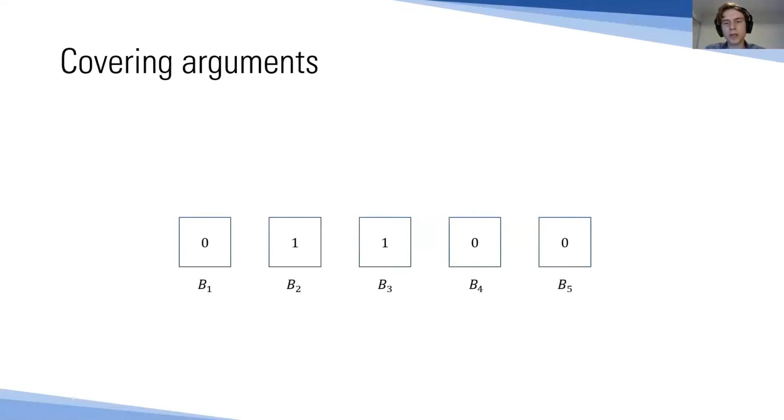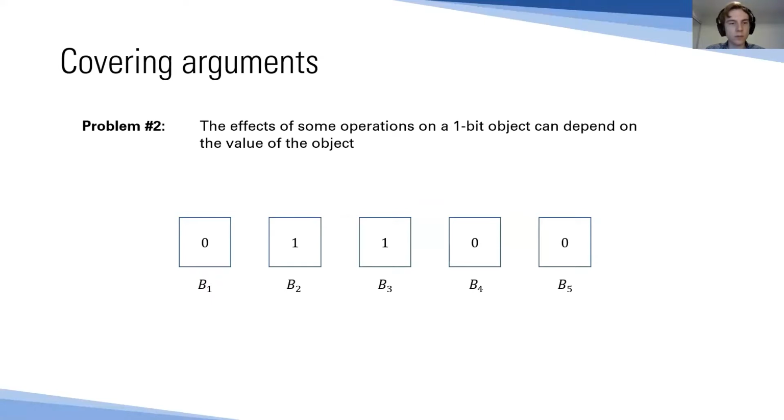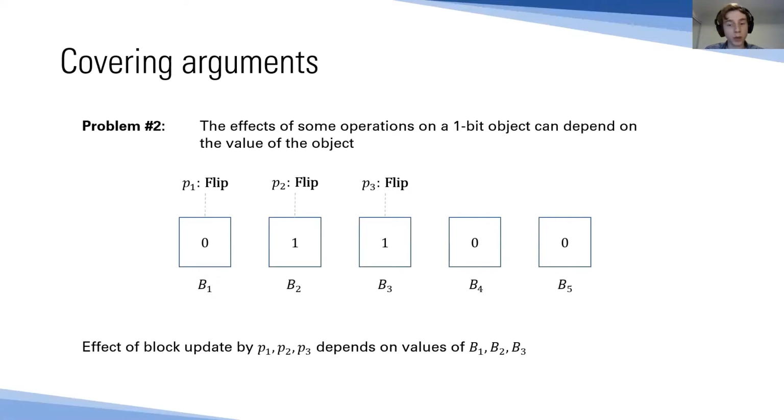There's another slightly less obvious problem in that the effects of some of the operations on a one-bit object can depend on the initial value of the object. For example, if P1, P2, and P3 are poised to apply a flip operation to B1, B2, and B3, then the effects of the block update by these processes actually depends on the contents of B1, B2, and B3. This is a problem because we can't use the block update to overwrite the contents of these base objects as we do in a traditional covering argument.